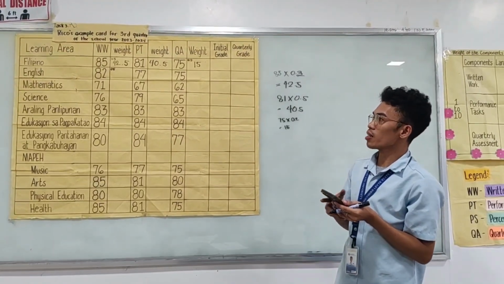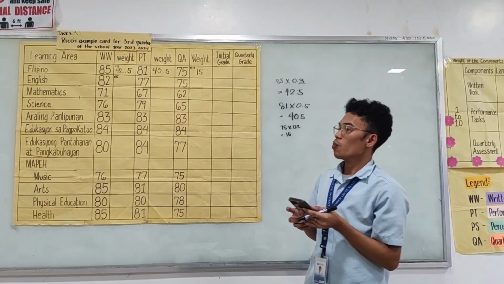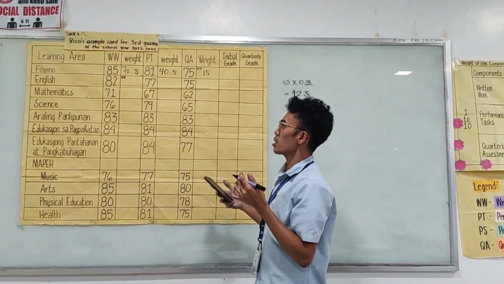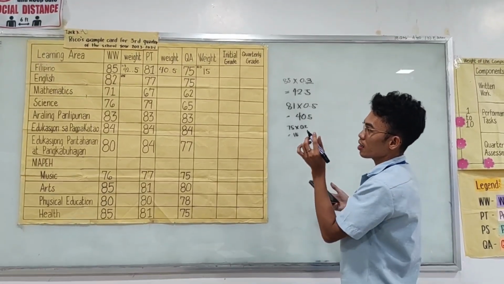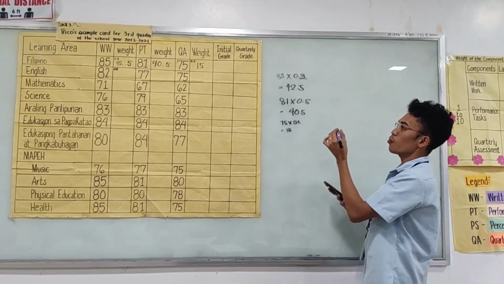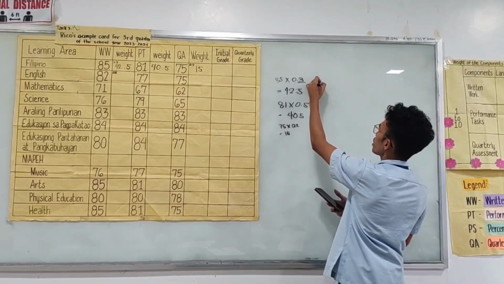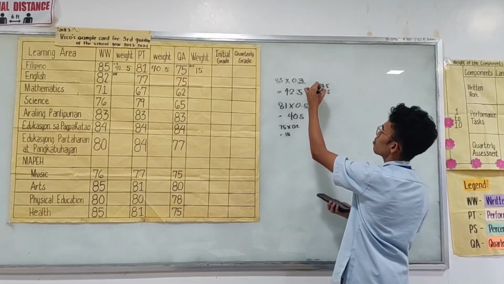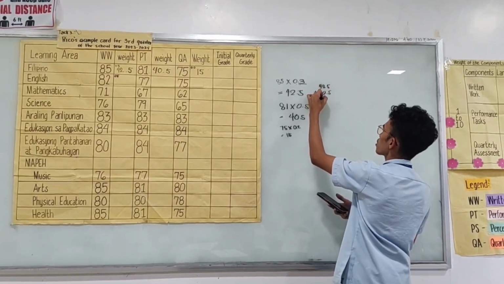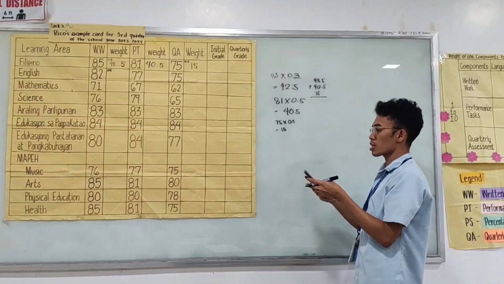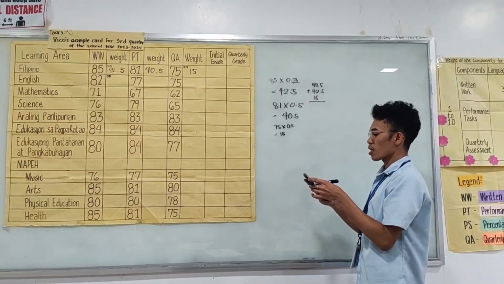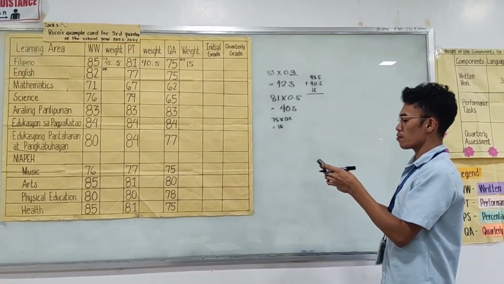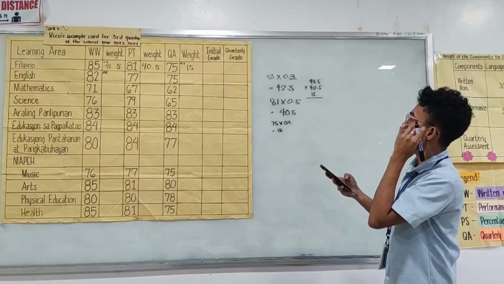So to get the initial grade of Rico in Filipino, we just need to add all the weighted scores in all components. The first is the weighted score of written work, which is 42.5, plus 40.5, plus 15. The sum of these weighted scores is the initial grade of Rico. So 42.5 plus 40.5 plus 15 equals 98.